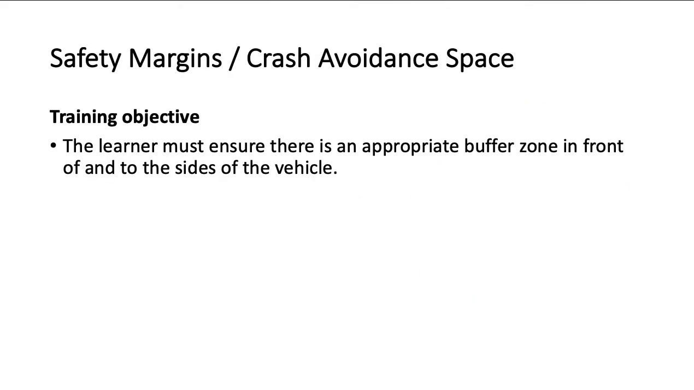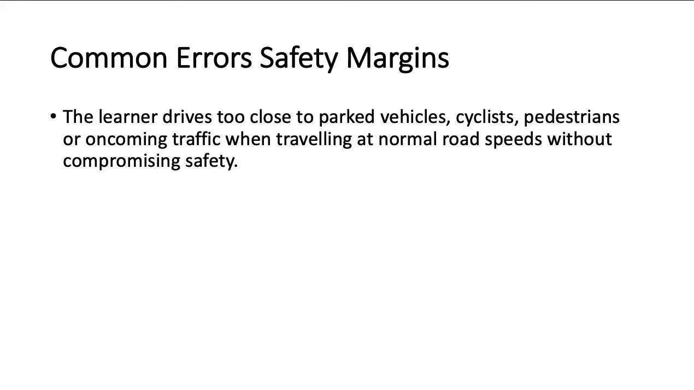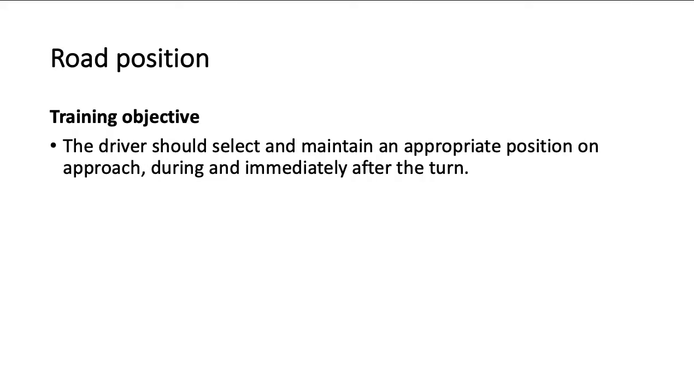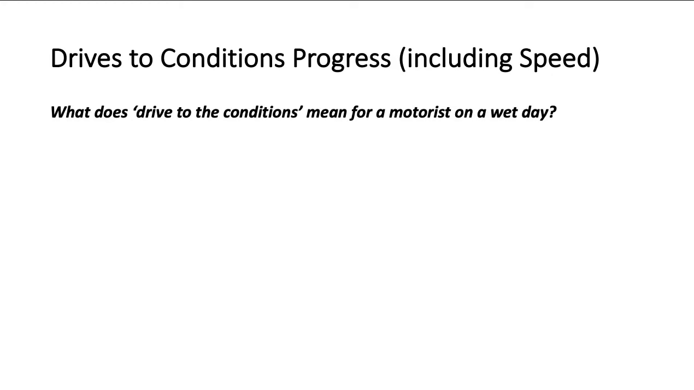Okay, the next training objective we're looking at is safety margins, also known as our crash avoidance space. The learner must ensure that there is an appropriate buffer zone in front of and to the sides of the vehicle. Common safety margin errors include the following. The learner drives too close to parked vehicles, cyclists, pedestrians, or oncoming traffic when traveling at normal road speeds without compromising the safety. Road position. The driver should select and maintain an appropriate position on the approach, during, and immediately after the turn. Driving to conditions, including speed.